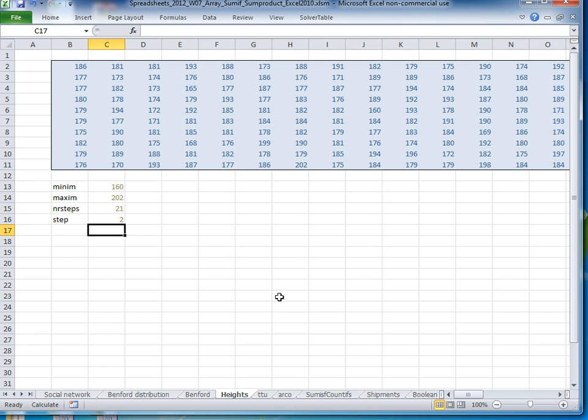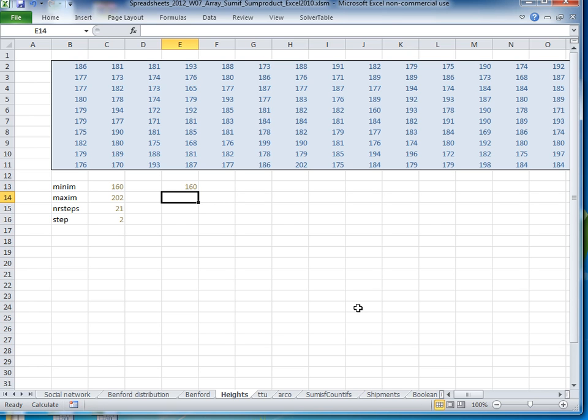So this is one very common formula. We write the length of our different heights traversed, and we divide it by the number of steps we take, and we get how big the one step is going to be. And now in order to write these numbers down, we write here equals min. So we get the first height right away, 160.